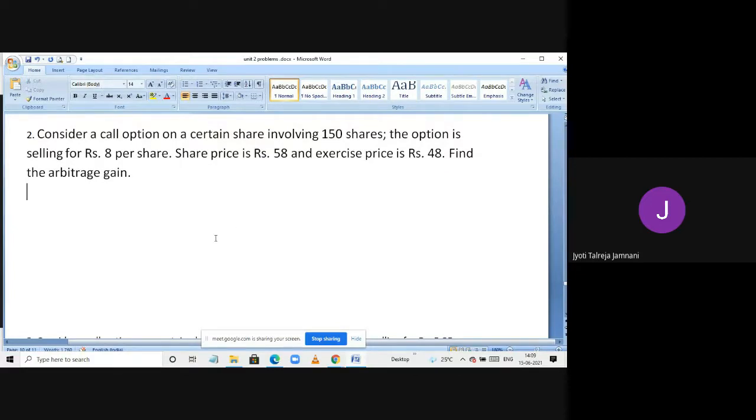Consider a call option on a certain share involving 150 shares. So number of shares equal to 150. The option is selling for rupees 8 per share. So what is this 8 rupees? Can anybody tell me? The option is selling for 8 rupees. So what is this? Premium. Yes, it is option premium, 8 rupees per share.